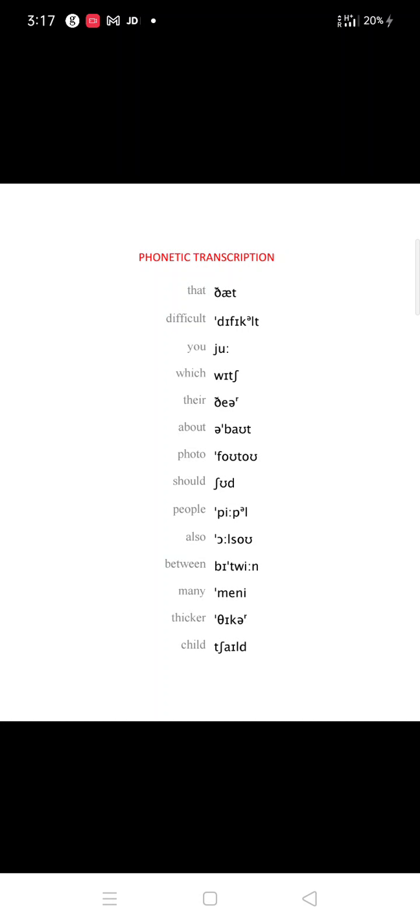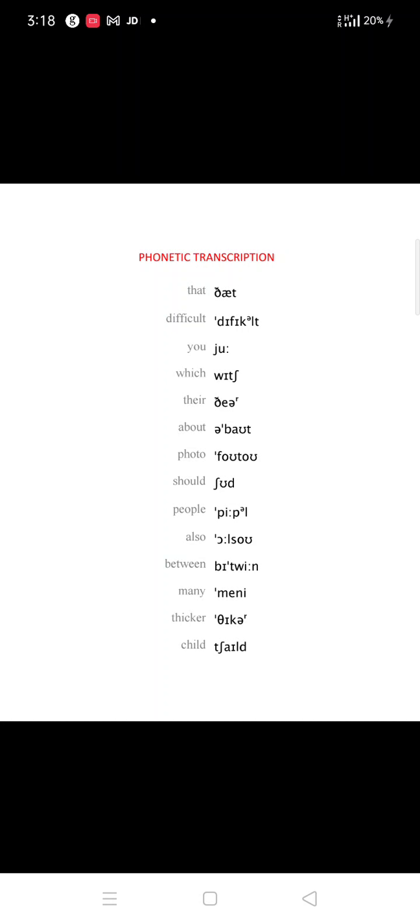Now, regarding phonetic transcription, if you want to do phonetic transcription, at first you have to be familiar with all the sounds: consonant sounds, vowel sounds, diphthongs, monophthongs, long vowels, short vowels, pure vowels, and all the sounds. You have to be acquainted with them so that you can identify how many sounds there are in a word. At first you have to identify, then you have to write down the symbols.